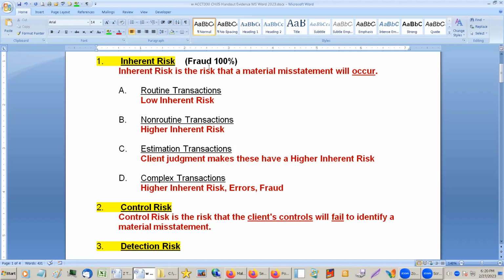So inherent risk is a risk that a material misstatement will occur. Control risk is that the client's controls will fail to identify it. For example, let's say that they purchase a stapler for $6. Okay, so it's a $6 stapler, and I'm entering it, and I enter it as a $6 million stapler for some reason. I'm not paying attention, and I enter it as a $6 million stapler, which is material.